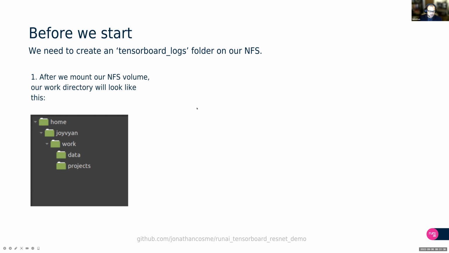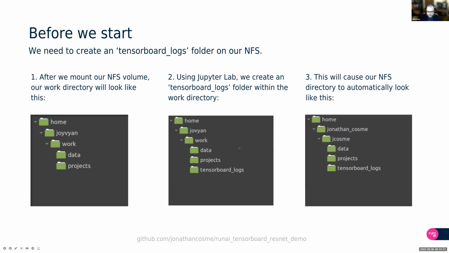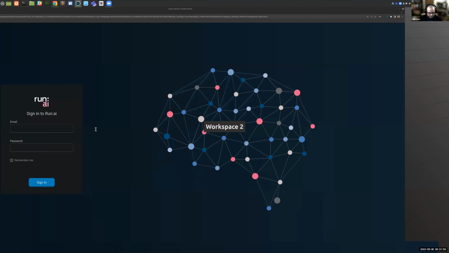Once we mount the NFS, this is what our directory will look like. Under the work directory, we'll have our data and projects folder. And then we're just going to use the JupyterLab UI to create the Tensorboard logs directory. And of course, because it's an NFS, this will be created on my actual directory. So let's go ahead and do that really quick.